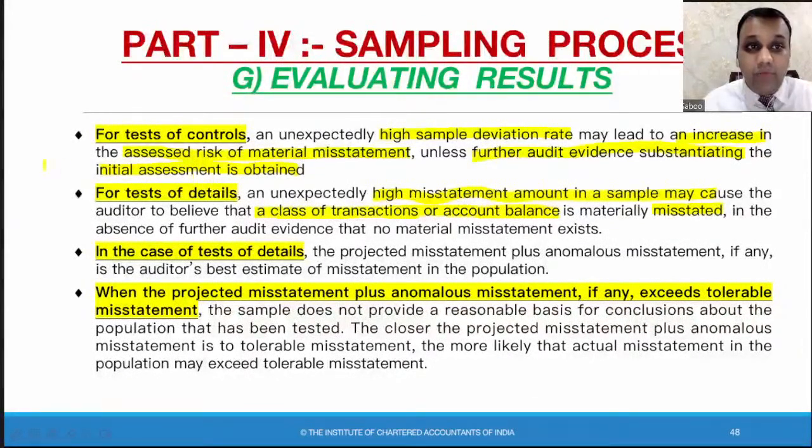So for the test of controls, I'm evaluating my results. For test of details, I'm evaluating my results and checking whether the sample deviation rate is high, or the sample misstated amount is high. I'll project it on the population.